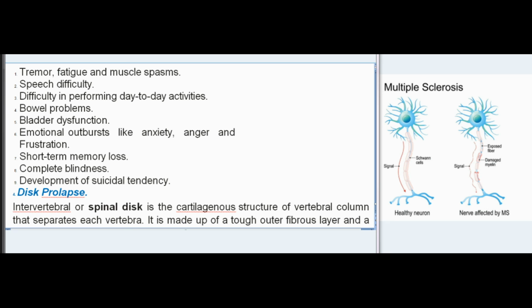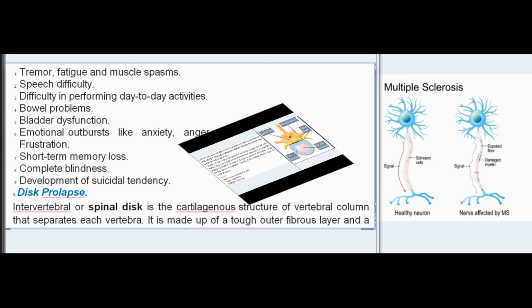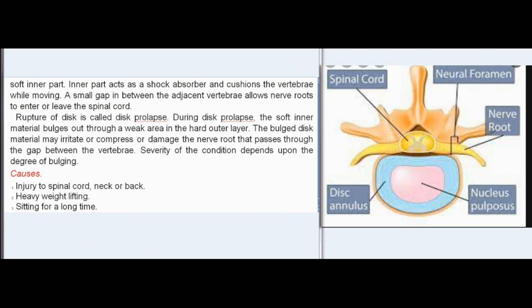Disc prolapse. Intervertebral or spinal disc is the cartilaginous structure of vertebral column that separates each vertebra. It is made up of a tough outer fibrous layer and a soft inner part. Inner part acts as a shock absorber and cushions the vertebrae while moving. A small gap in between the adjacent vertebrae allows nerve roots to enter or leave the spinal cord. Rupture of disc is called disc prolapse.